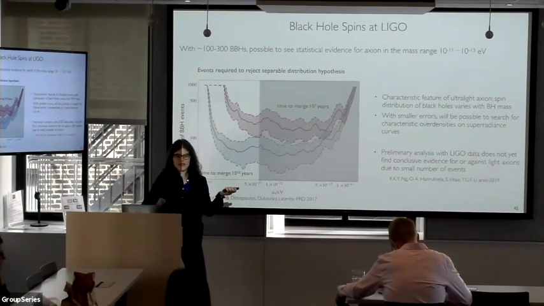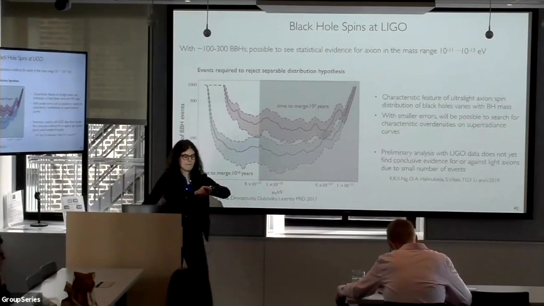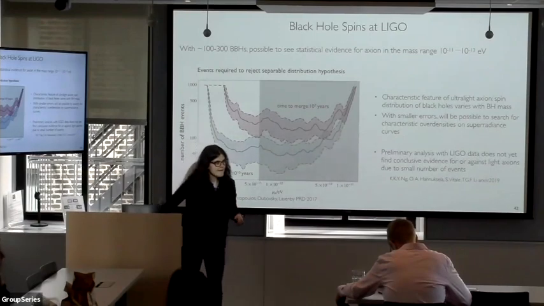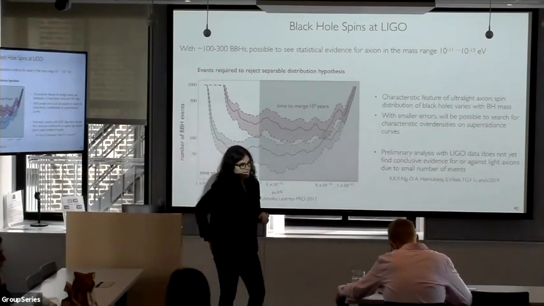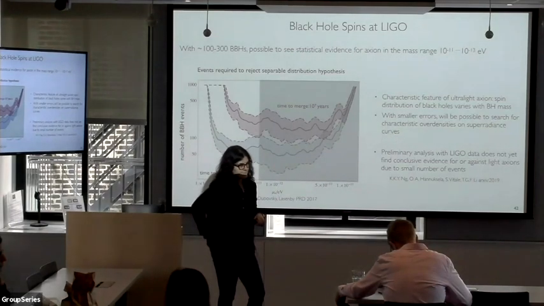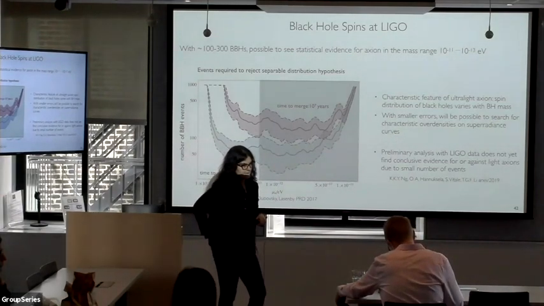Any questions on the black hole spins? Yeah. So for a given axion mass scale, you asked what is the characteristic range of masses that you can rule out on a logarithmic scale?